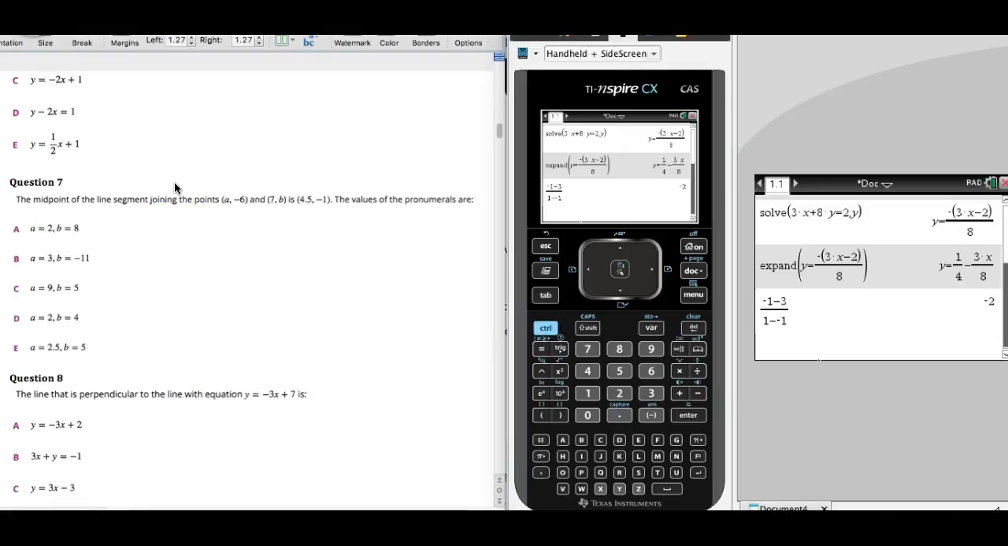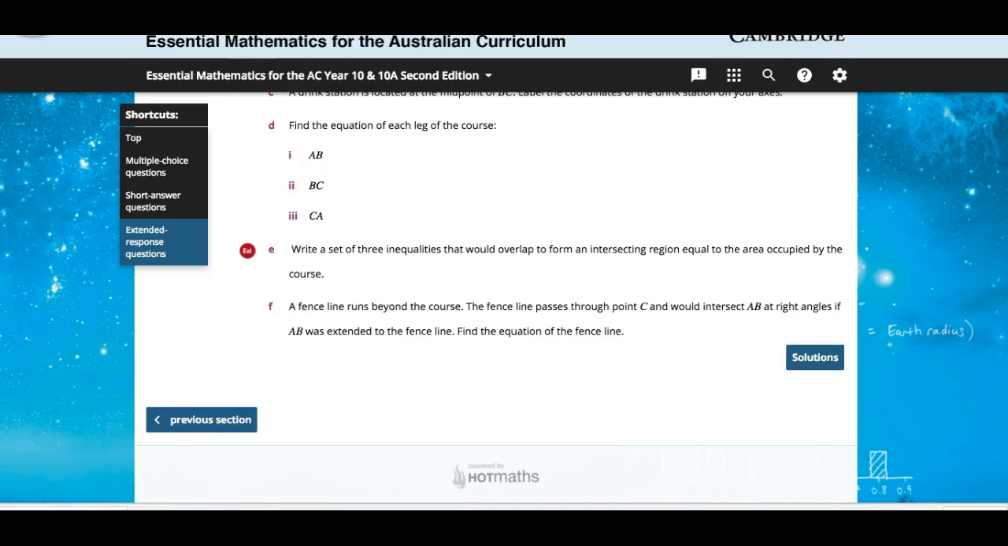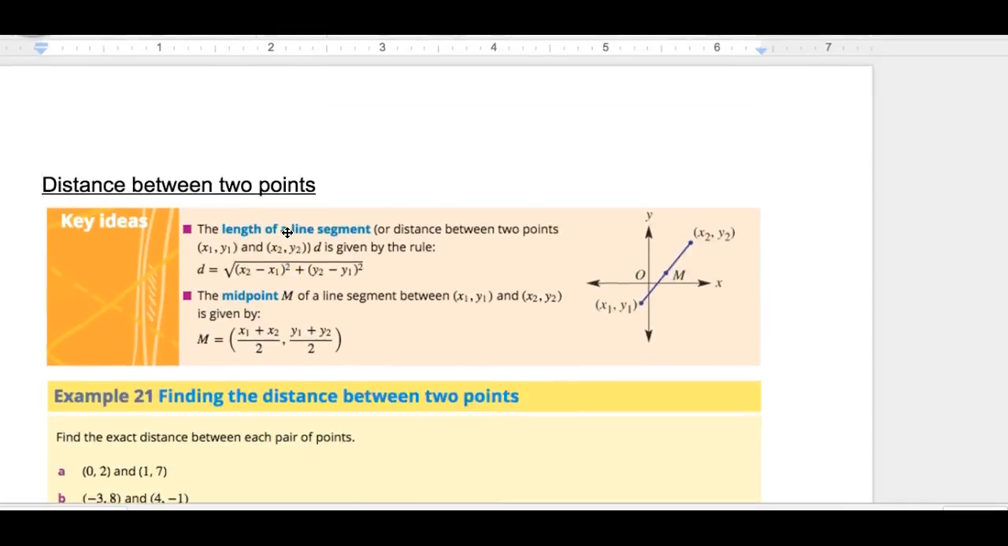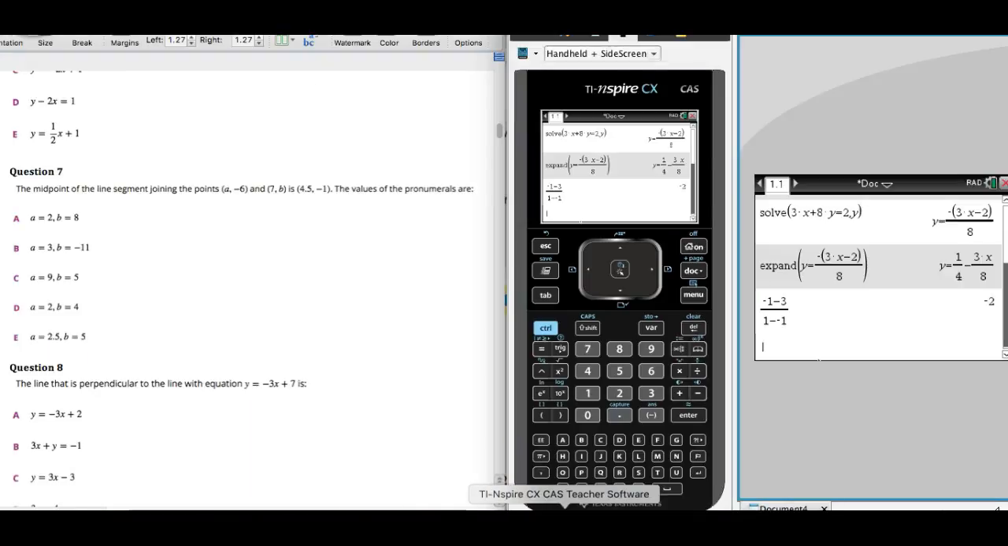Okay, question 7. You may be watching this video and you haven't watched the video on midpoint formula just yet. So midpoint formula is very, very easy. Let's just see if I've still got it open up in my tabs. Yes, I do. Okay, so here's a midpoint formula here. We add the 2 x coordinates and divide it by 2, and then add the 2 y coordinates and divide it by 2.